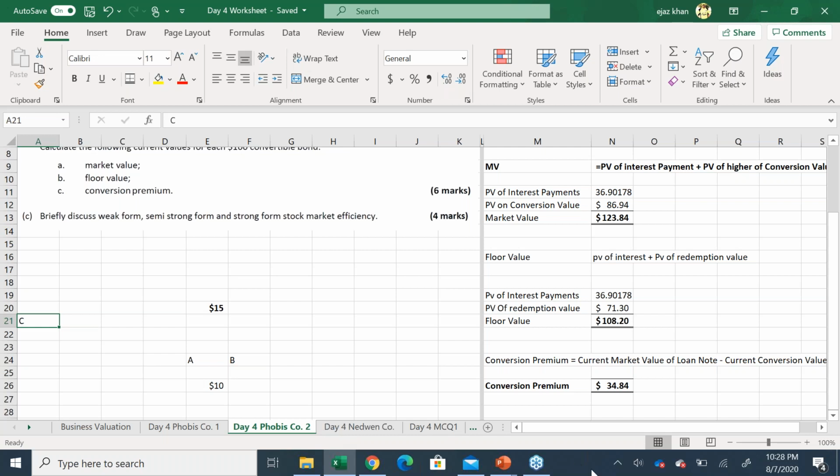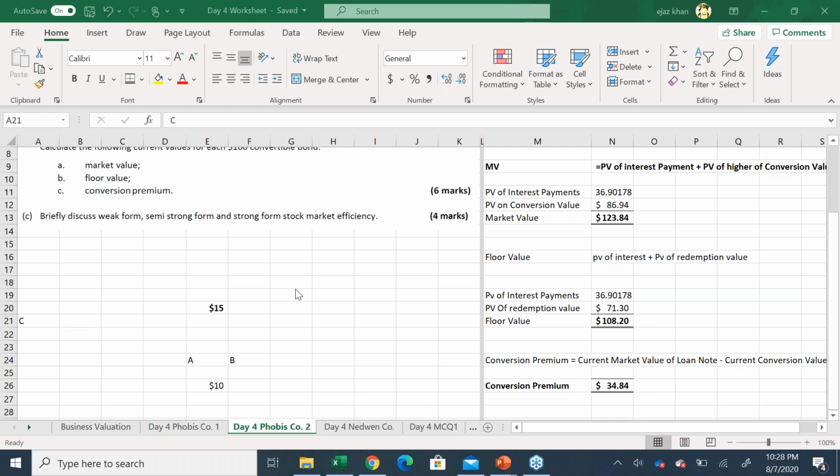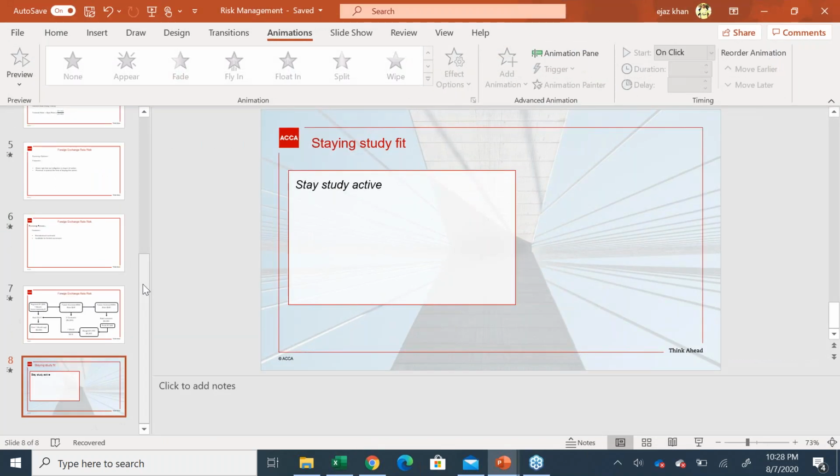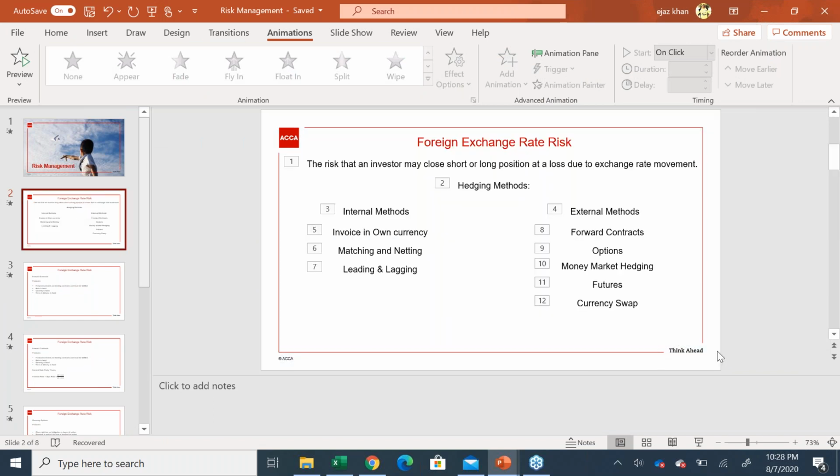Let's go to Forex. I'll just give you a quick recap because it's a lengthy topic and not easy to explain in so much detail, but I will try my level best to explain as much as I can. First of all, what is exchange rate risk?